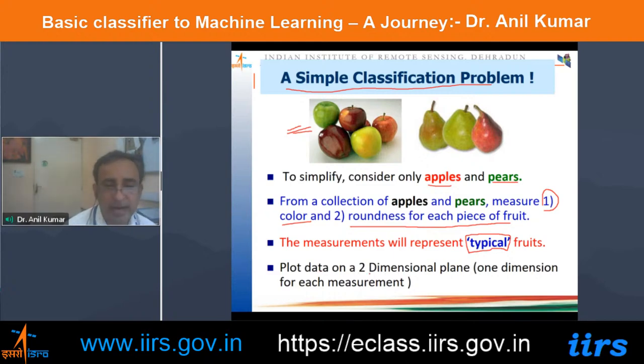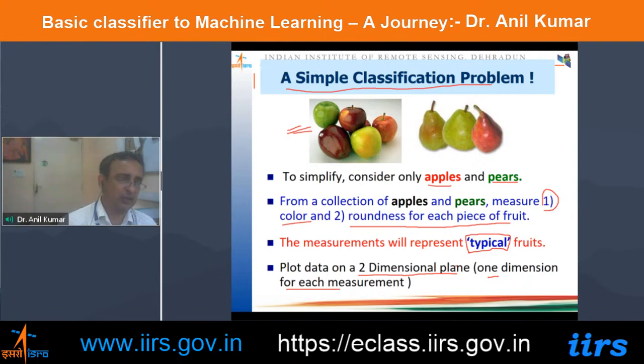So plot data on a two-dimensional plane, one dimension for each measurement. So here we have measured two parameters. One is color and the other is roundness. So we can plot this data on a two-dimensional plane, which is called feature space. Right? In feature space, we plot the features extracted from a given data.